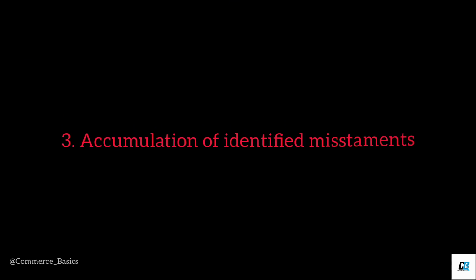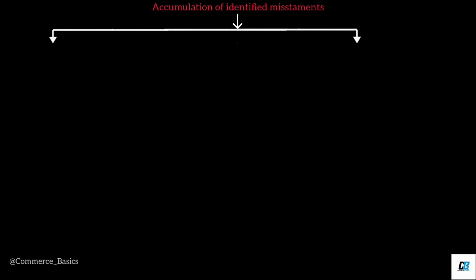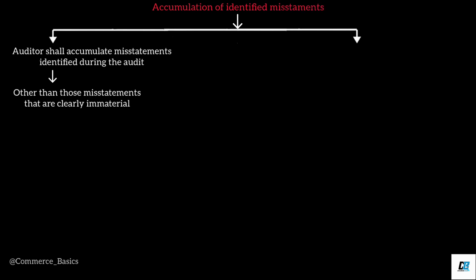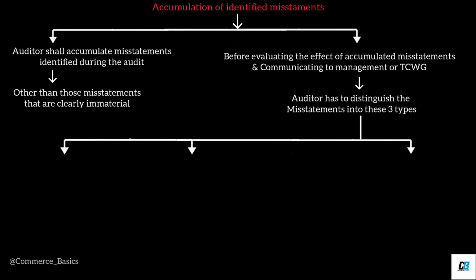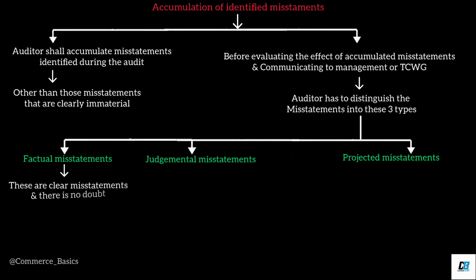Next, accumulation of identified misstatements. During accumulation, the auditor has to accumulate all the misstatements except those which are clearly trivial. Before evaluating those misstatements and before communicating to management or TCWG, first the auditor has to distinguish these misstatements into three types. The first one is factual misstatement, second is judgmental misstatement, and third is projected misstatement. Factual misstatements are clear misstatements and there is no doubt regarding that.